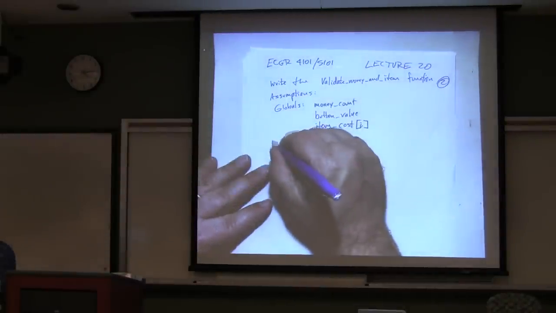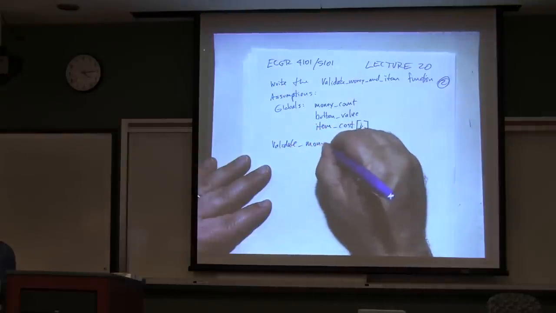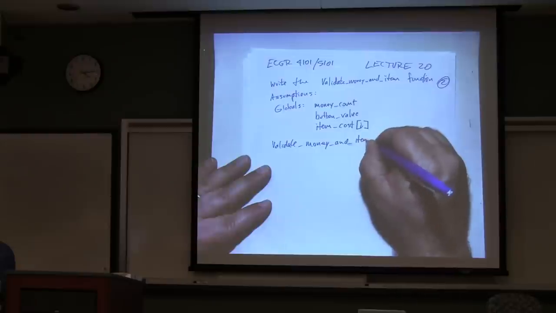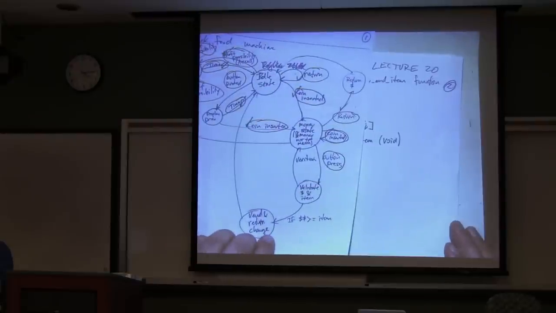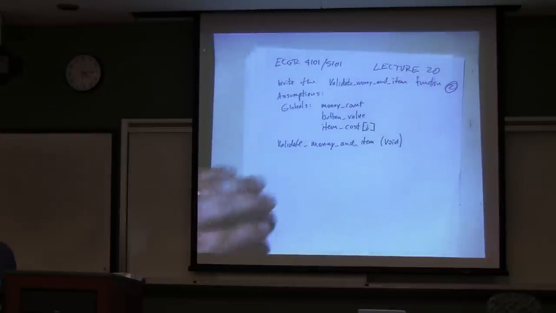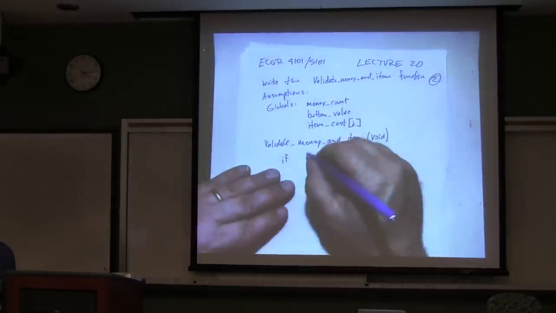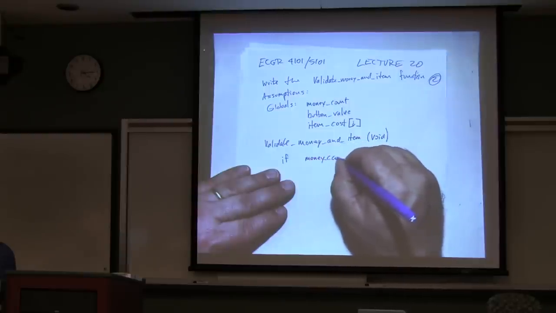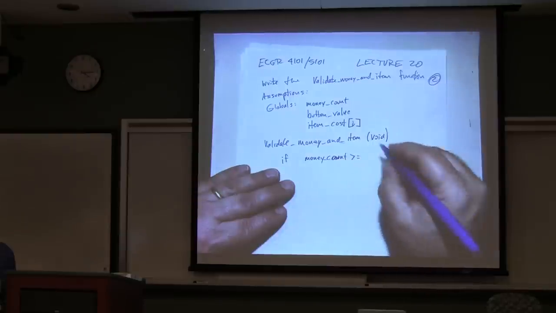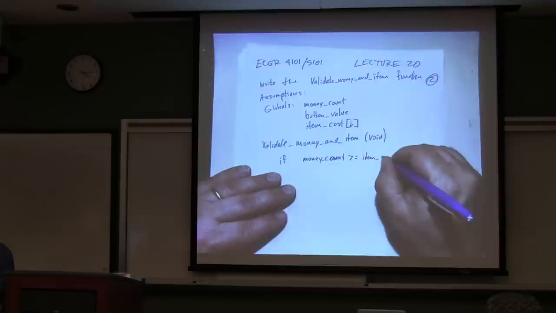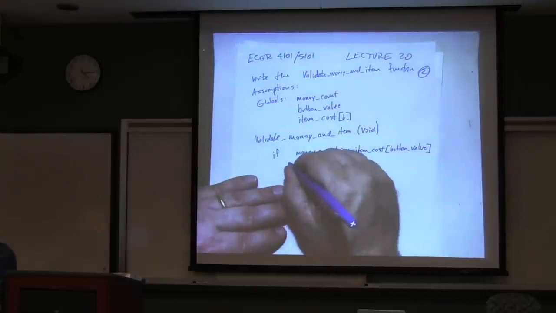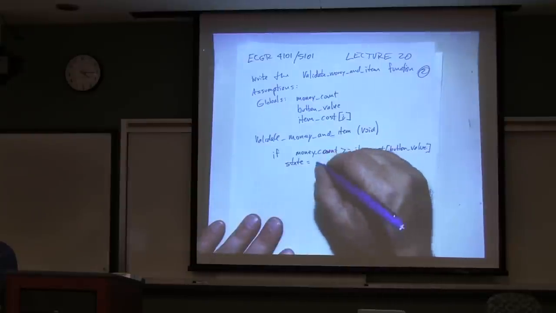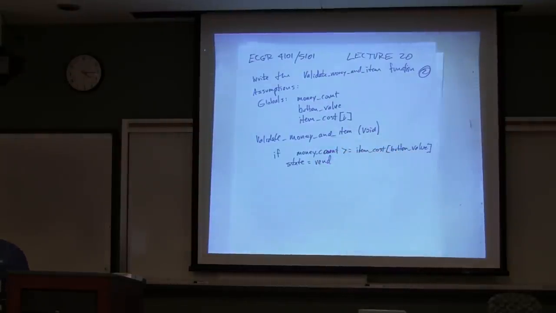So, if we have validate money and item, and it's a void. We definitely are going to immediately exit from here, right? So, if money count is greater than or equal to item cost button value, then the state is going to be equal to our next state, which is vend and return.